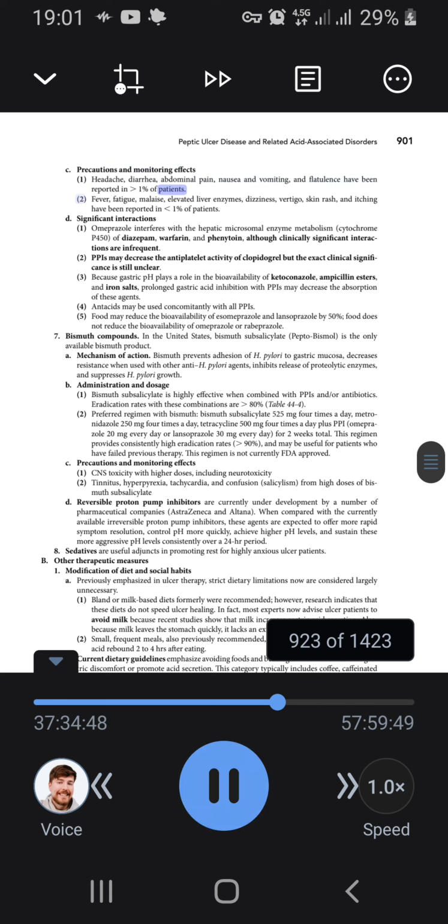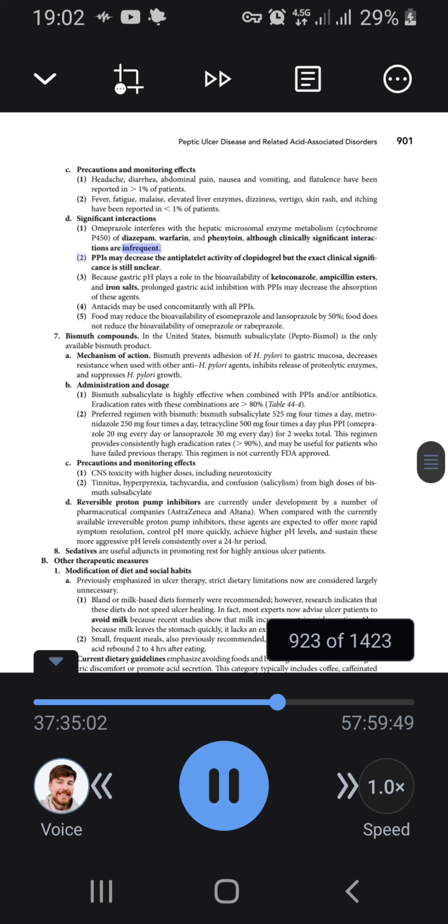2. Fever, fatigue, malaise, elevated liver enzymes, dizziness, vertigo, skin rash, and itching have been reported in 1% of patients. D. Significant interactions: 1. Omeprazole interferes with the hepatic microsomal enzyme metabolism, cytochrome P450, of diazepam, warfarin, and phenytoin, although clinically significant interactions are infrequent.